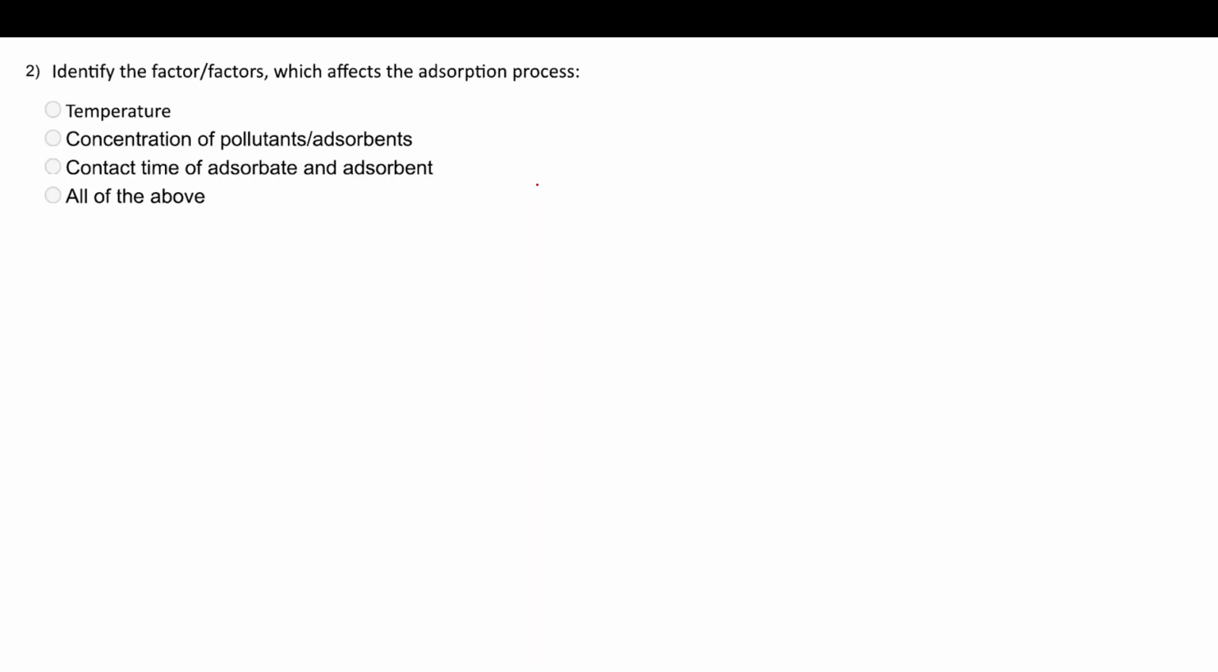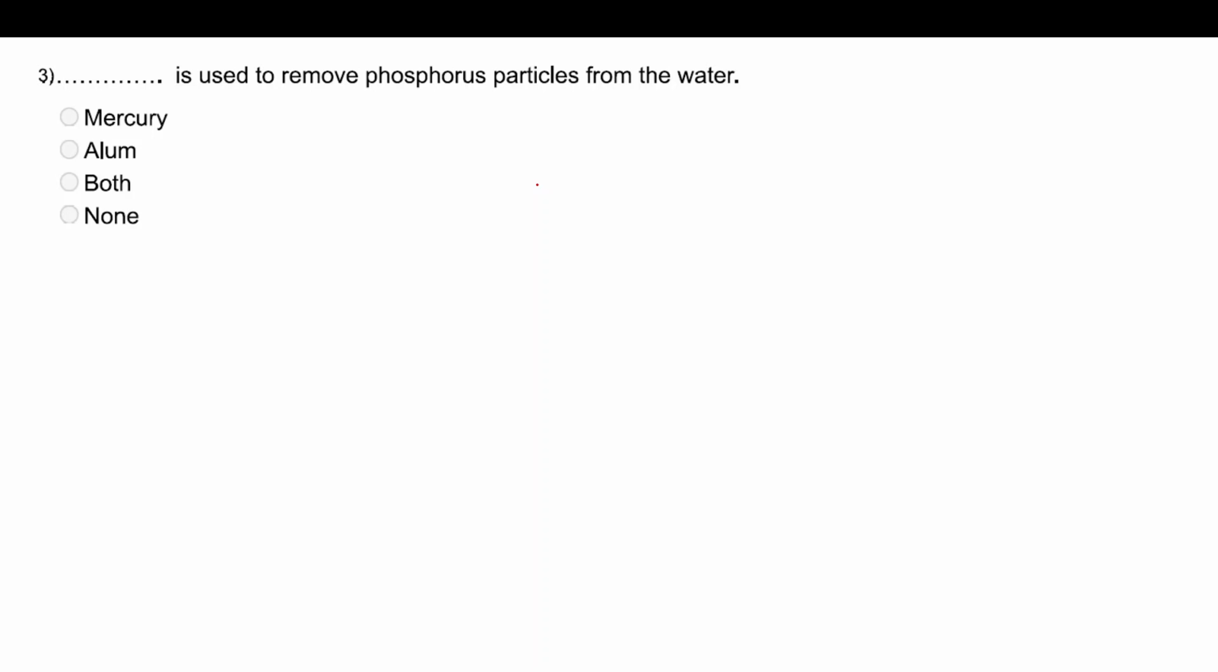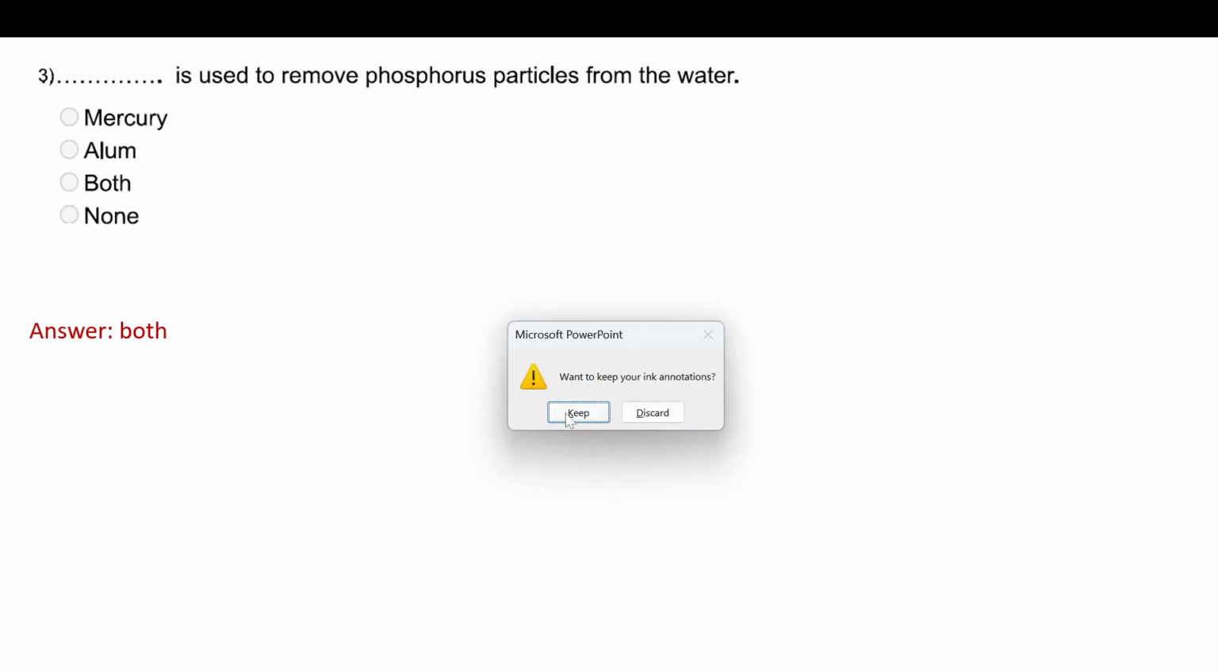Now identify the factors which affect the adsorption process. D. Yeah, all of the above is the correct answer, and I have given you the detailed explanation of how these affect the adsorption process. So all of the above is the correct answer. Next, dash is used to remove phosphorus particles from water. Alum. Yeah, sorry, alum should be the answer.